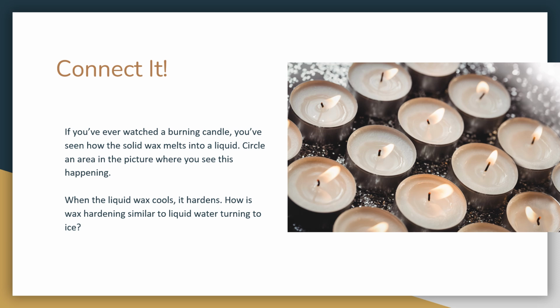So if you've ever watched a burning candle, you've seen how the solid wax melts into a liquid. Circle an area in the picture where you see this happening. When the liquid wax cools, it hardens. How is wax hardening similar to liquid water turning to ice? So here is an example of the circle, what you should do in your textbook. Hardening wax turns from liquid to solid. When water freezes, it turns from liquid to solid.